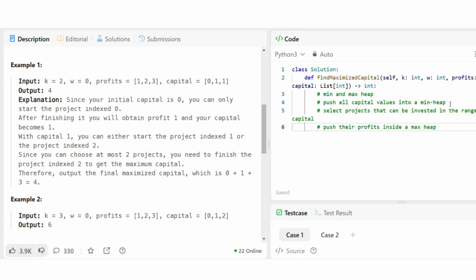So we're pushing their profits inside a max heap, and then we are adding the profits from the selected projects to the current capital. So we're going to keep doing this until we're finished selecting K projects.